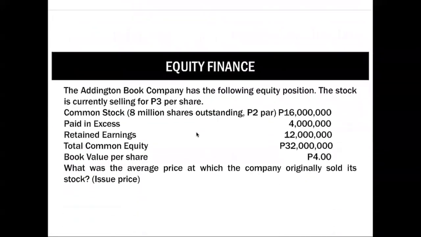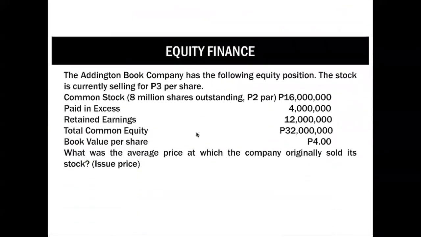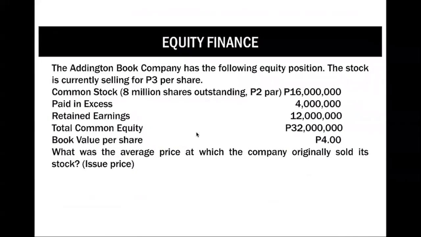Another example, the Addington Book Company has the following equity position. The stock is currently selling at 3 pesos per share. What was the average price at which the company originally sold its stock? Here, to get the issue price, that is the value of your common stock plus paid in excess. Paid in excess is also known as your share premium.